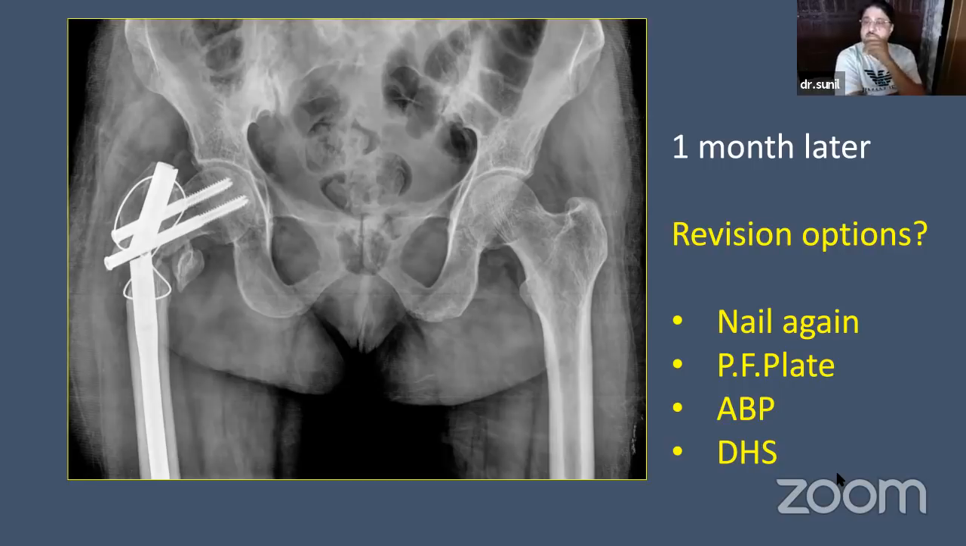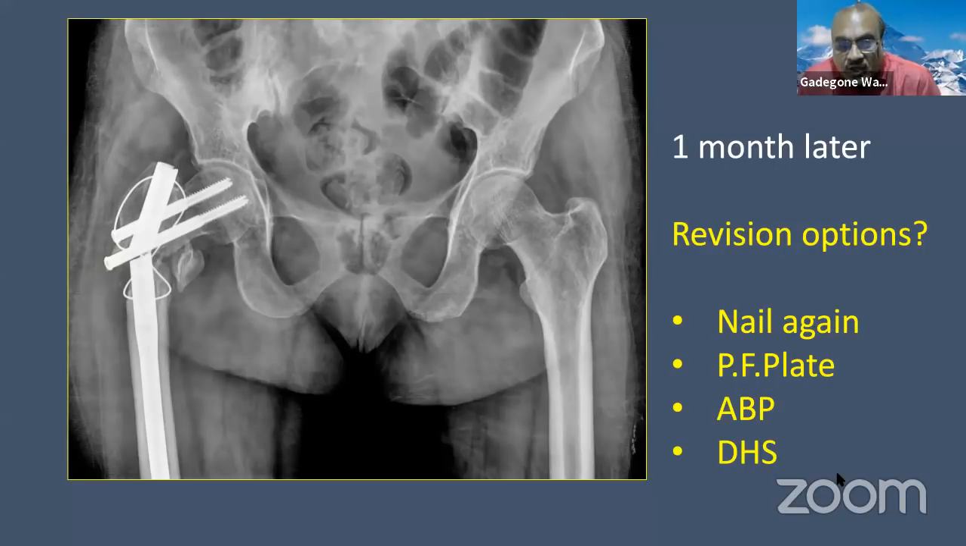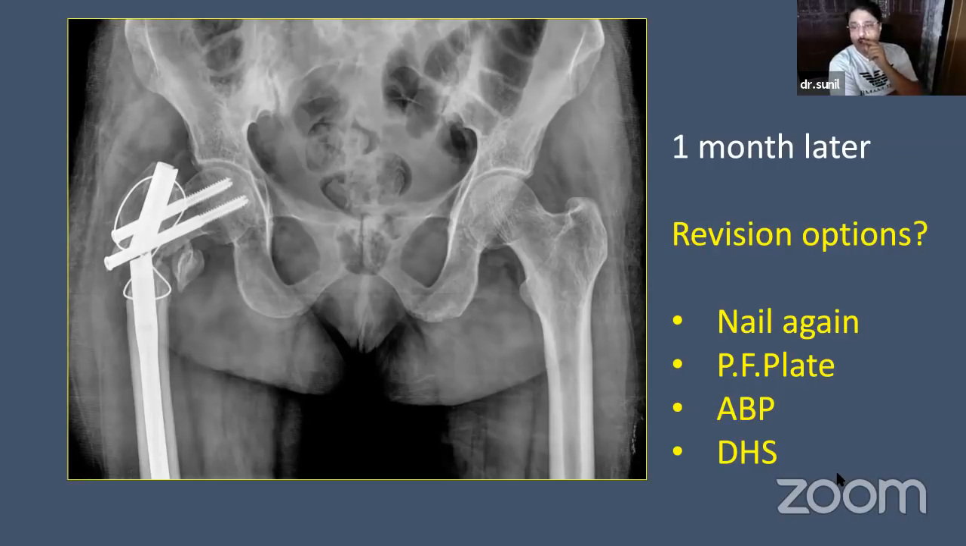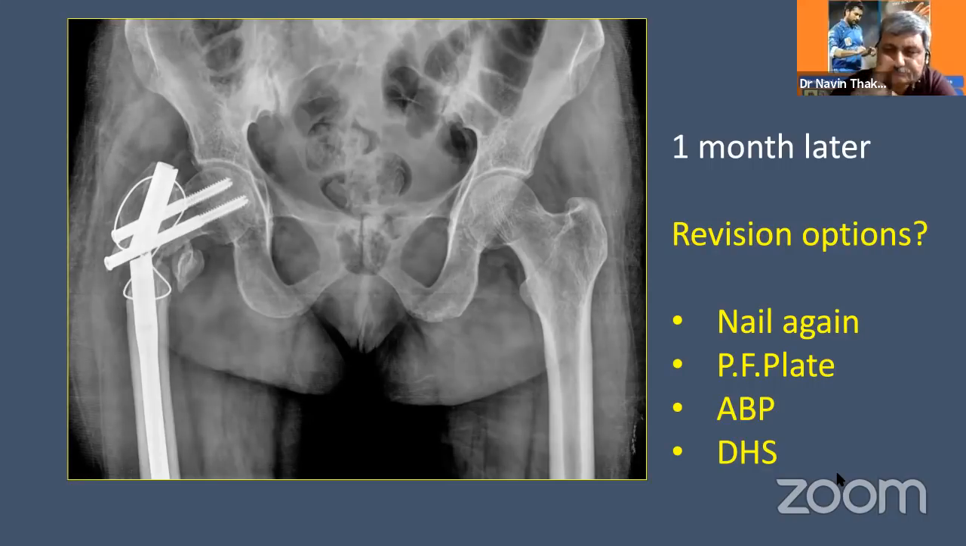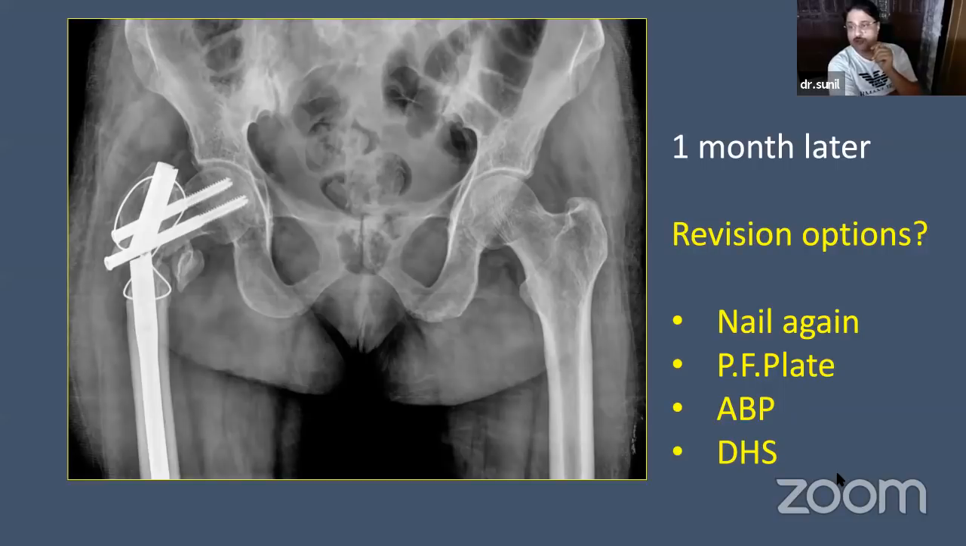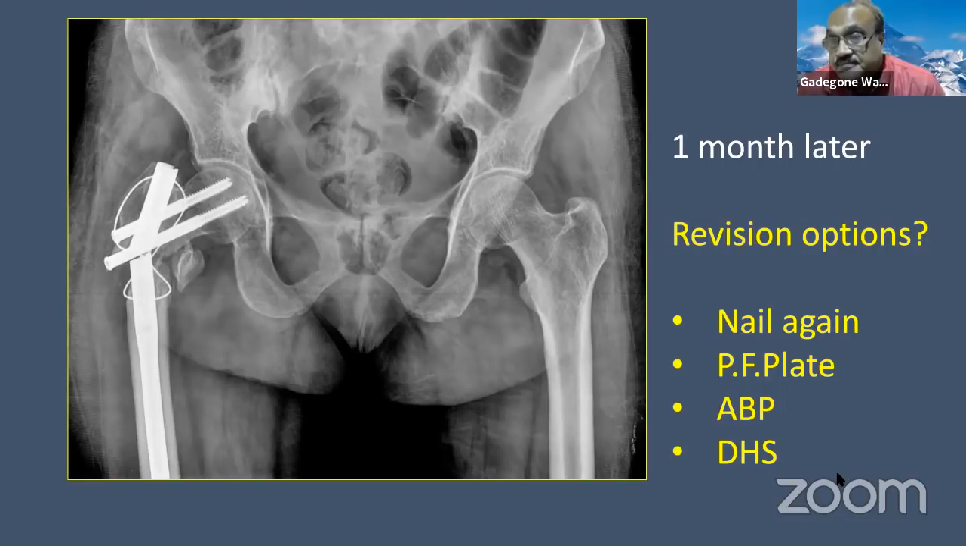Putting a larger screw through that track, Dr. Gadegonde, yes, this is a non-union which requires absolute stability. Yes, we'll have an augmented plate, augmentation of the plate on the lateral side. Nail and plate both, the combination should be used, because a nail alone will not give any absolute stability, along with bone grafting.